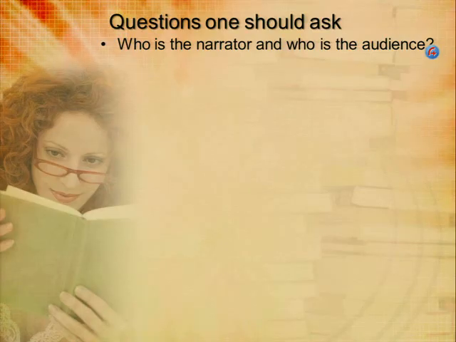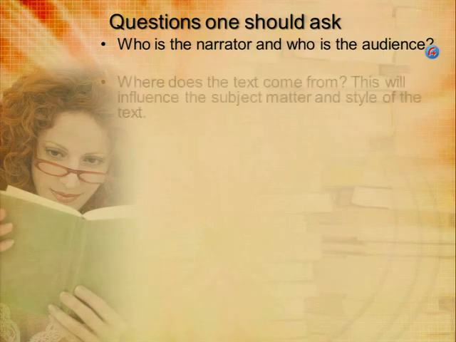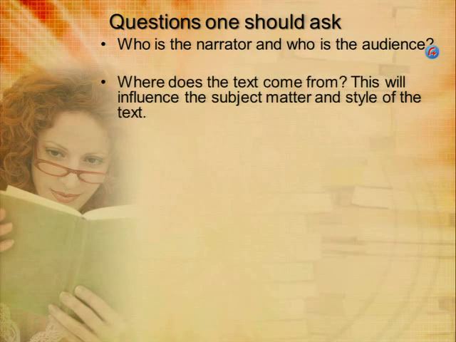Now, by now you know that the narrator is the teller, the storyteller, the person who's talking to you while you are reading, and the audience, for whom was it intended? For whom did this writer intend it to be read? Remember, when they wrote it, it wasn't with the purpose that it was going to be asked as a comprehension passage in a language question paper. So that's something important you need to ask. And then also, where does the text come from? This will influence the subject matter and the style of the text.